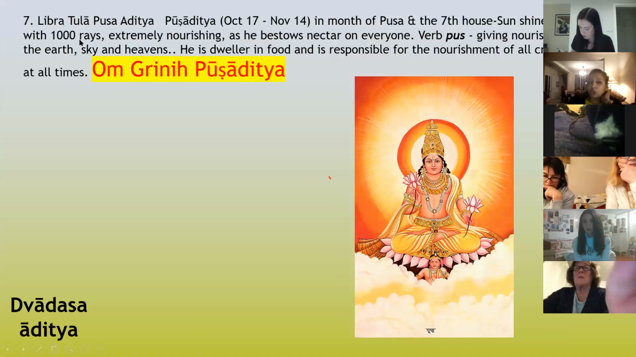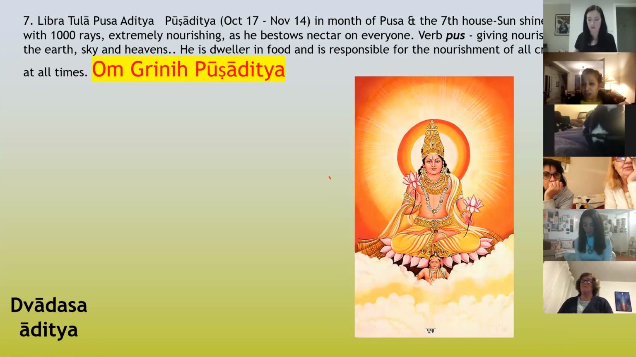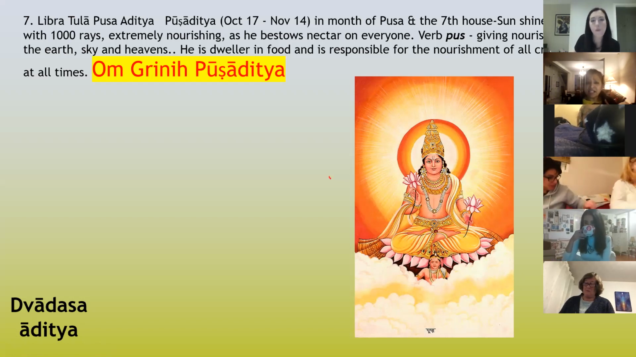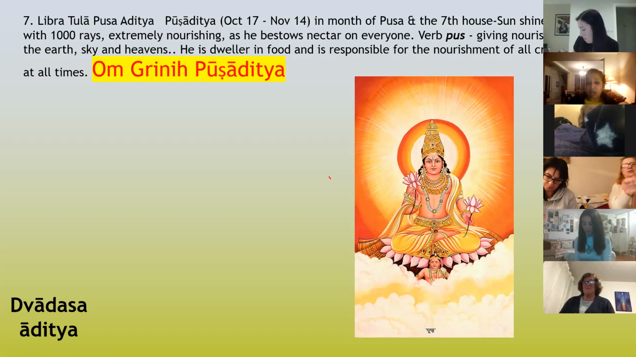Then we come to Libra, which is Tula, and the Aditya is Pusa or Pushan. Pusa Aditya is active from October 17th to November 14th in the month of Pusa, and it has the energy of the seventh house sun. It is extremely nourishing. It bestows nectar on everyone. It is responsible for food and feeding the entire planet, literally. That's the job of Pusa Aditya. They are extremely powerful in matters of food and providing for all the creatures at all times. That's Pushan Aditya, and the mantra is Hom Grine Pusa Aditya.